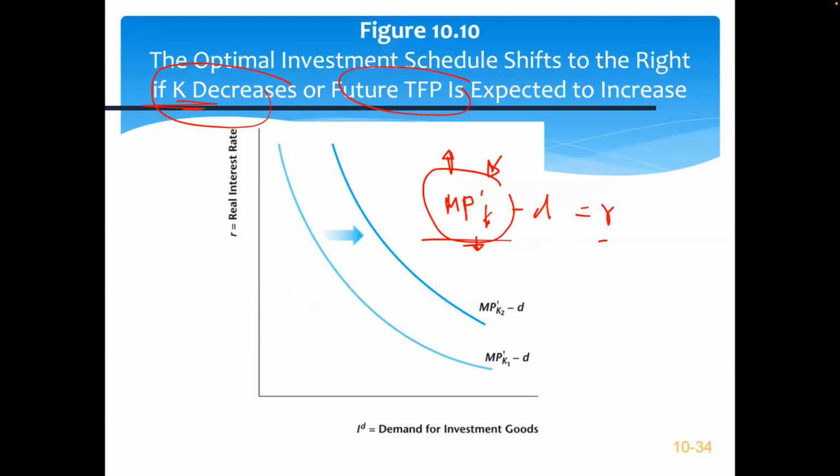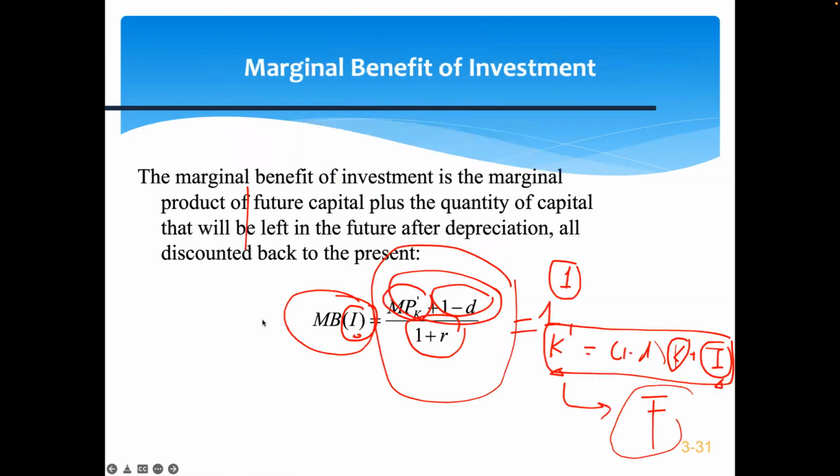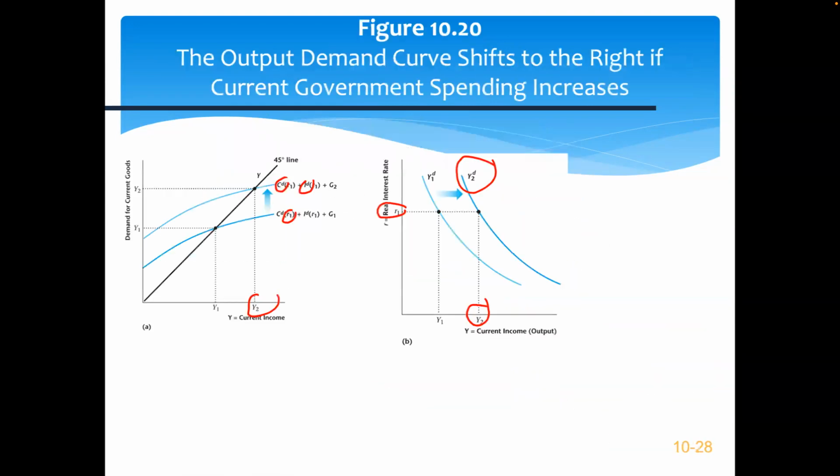Let's look at it here. So the investment decision, okay? If the interest rate increases, the demand for investment goods is going to decrease. It's going to decrease, right? Now remember, let's go back here.